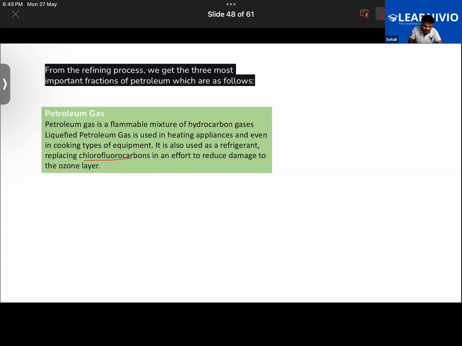In short, this is called CFCs. But there were so many disadvantages of using this. By the way, chlorofluorocarbons were used as a coolant to keep the refrigerator cool. It was used as a coolant, but the disadvantage is that it's one of the greenhouse gases. So it contributes to global warming. It leads to global warming.